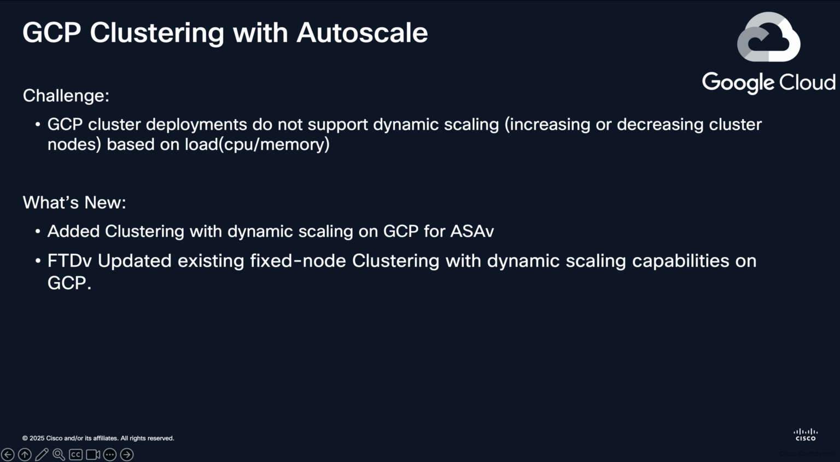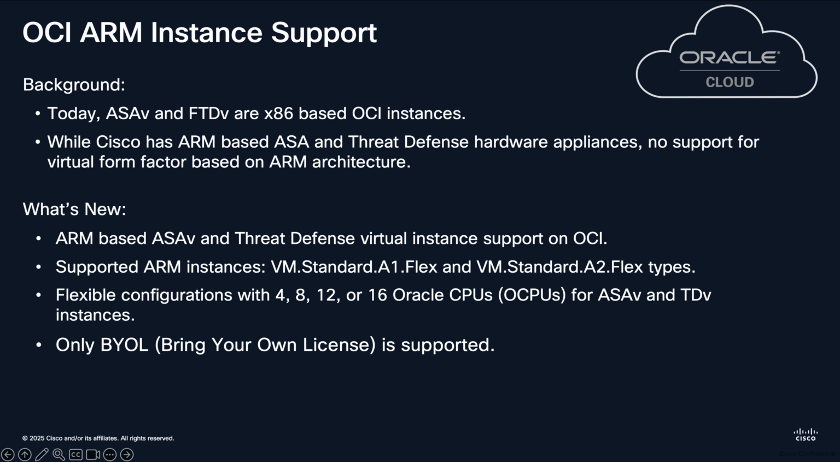Alright, so real quick, like I said, for Google Cloud, the ASAV receives an update for clustering with autoscale in those GCP environments. In addition, the FTDV running in GCP also received the dynamic scaling enhancement. Alright, so previously our ASAV and FTDV instances on OCI were exclusive to the x86 architecture. Now we're introducing ARM-based ASAV and FTDV instance support on OCI.